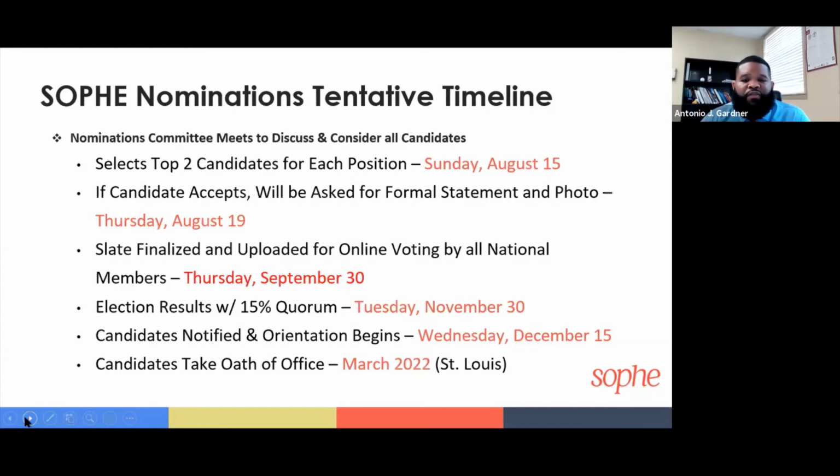Once this information is back to the Sophe headquarters, the slate is finalized, and we can proceed with setting up the electronic voting system to disseminate to all national members of Sophe by September 30th. Polls will close by November 30th, assuming that we have a 15% quorum again, according to our constitution and bylaws, and candidates and Sophe members will be notified of the election results. Orientation for those elected officers will begin in December as well.